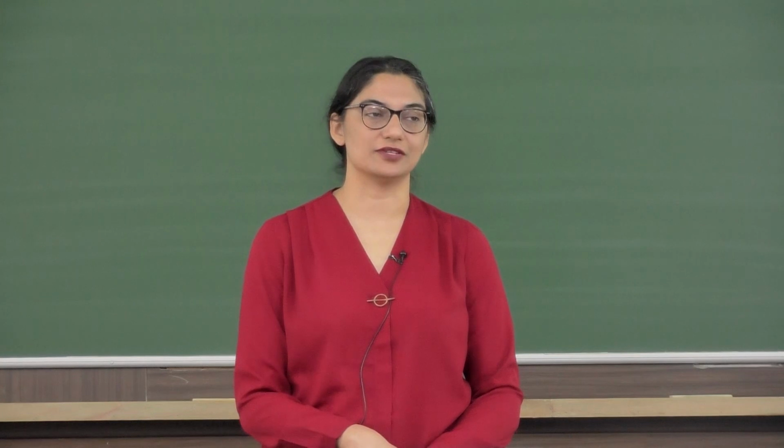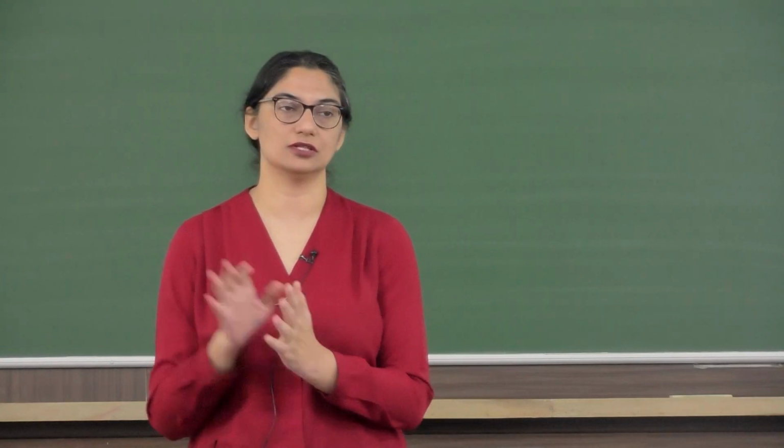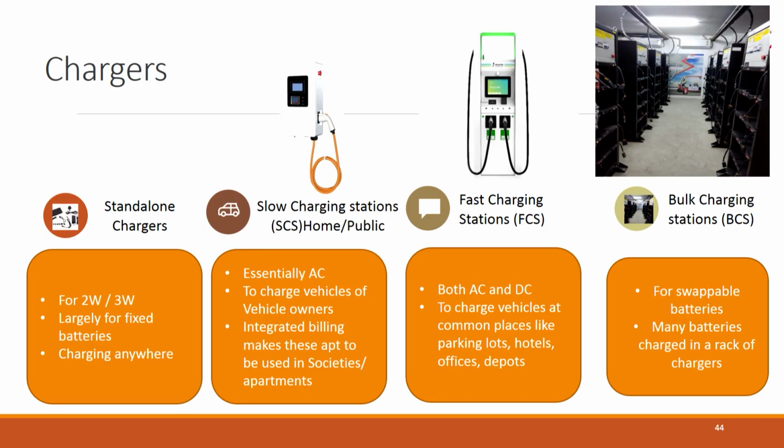Essentially DC chargers. Whenever we are talking about fast charging stations, though there are AC fast chargers also, and we'll come to that definition as well, these are both AC and DC, but largely when we talk about fast charging stations, we are talking about DC stations, which can give you a power of about 30 kilowatt, 50 kilowatt, 100 kilowatt, and can charge your vehicle directly in DC form.